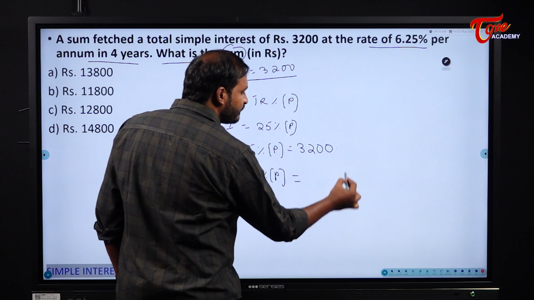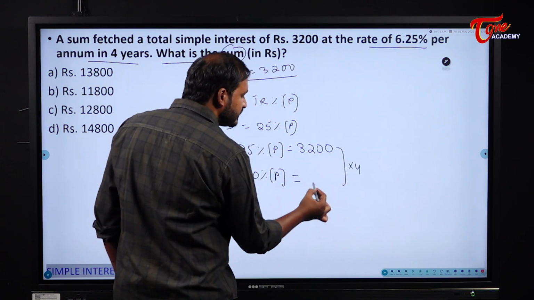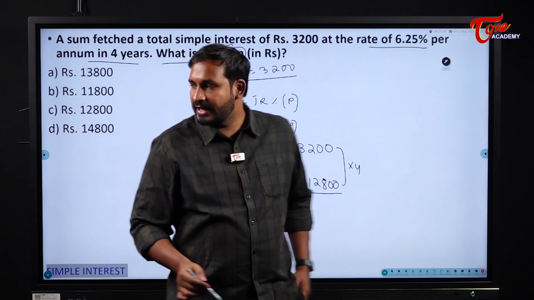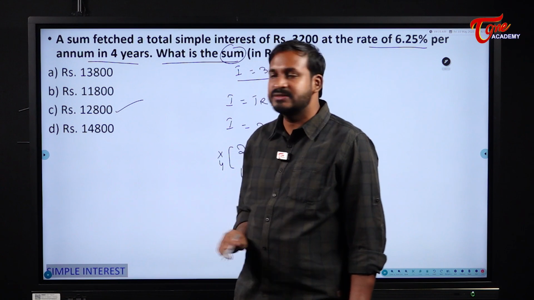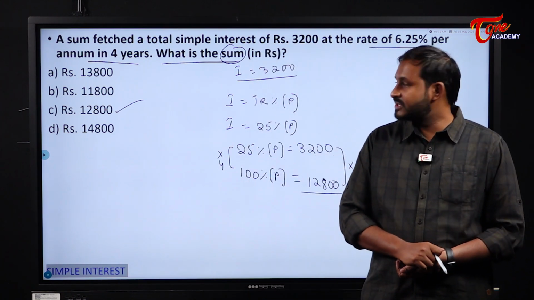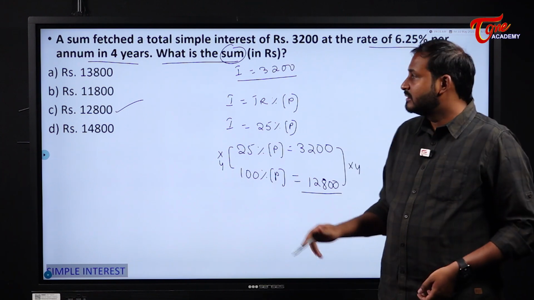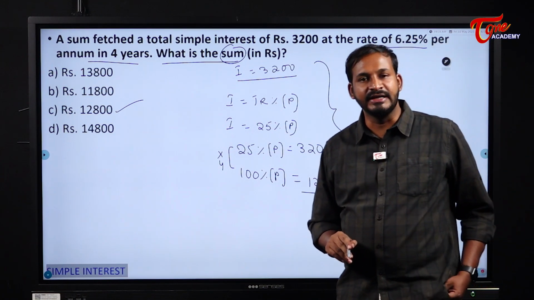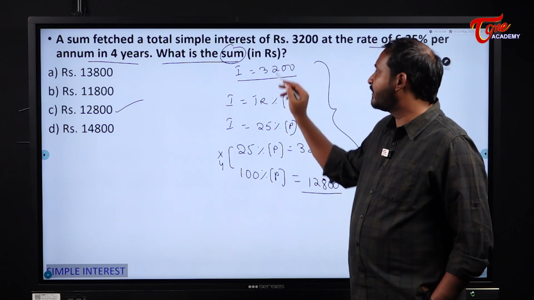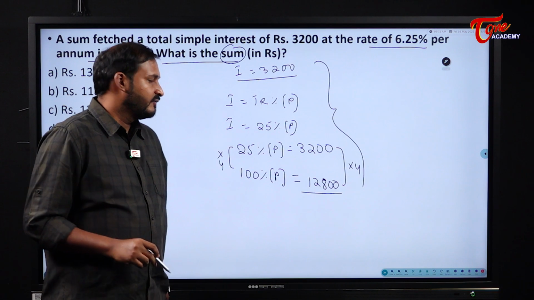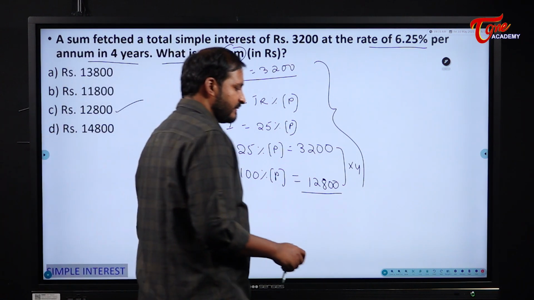Similarly, multiply this with 4. What happens to this? 12,800. So, the principal amount here is 12,800. Understood, students? Is it clear for everyone? This is the method of finding the interest: TR percentage. We will use this logic from now onwards. Next one.